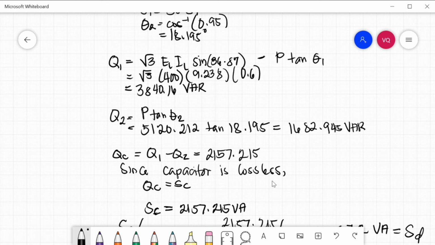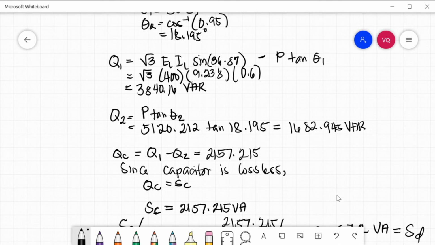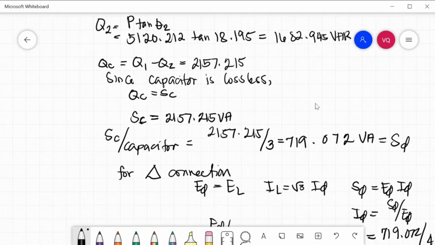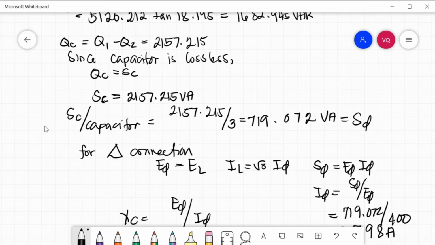Since a capacitor is lossless and does not absorb power, we can say that the reactive power of the capacitor is equal to its apparent power. So QC is equal to SC. SC now is 2157.215 volt ampere. And we are going to solve the apparent power per capacitor. That is 2157.215 divided by 3, equal to 719.072 volt ampere. So this is now our apparent power per phase.